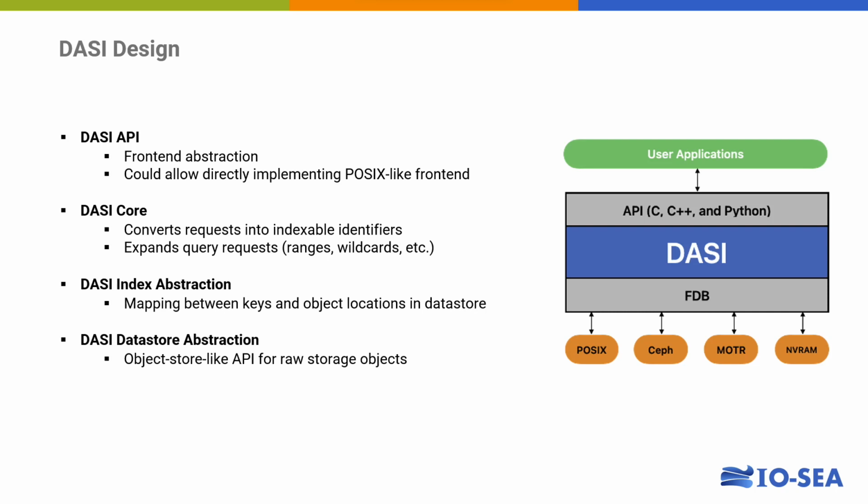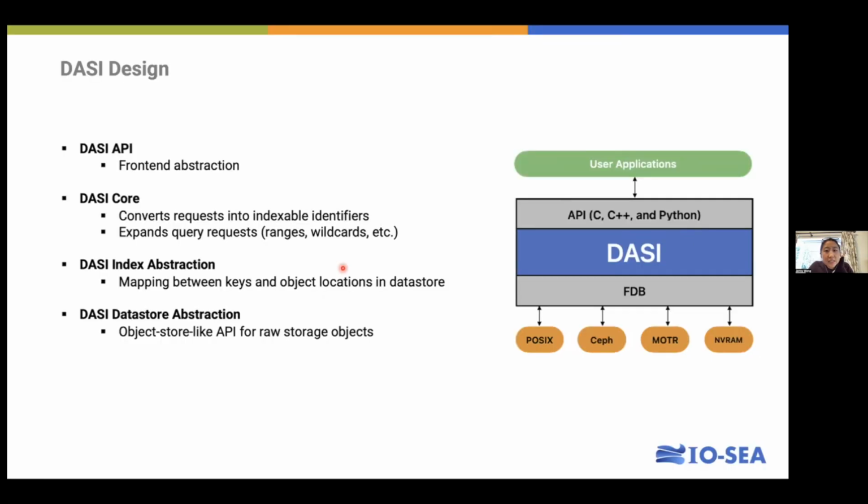And then there are two layers of abstraction. The DASI index is responsible for resolving object locations from the metadata keys. It's also responsible for creating and deleting entries in the index. When you query the data archived in DASI, it's this index backend that will return the list of metadata keys that match the query. And then the data store backend is responsible for implementing atomic operations, such as put, get, delete, for interacting with the backend storage technology.